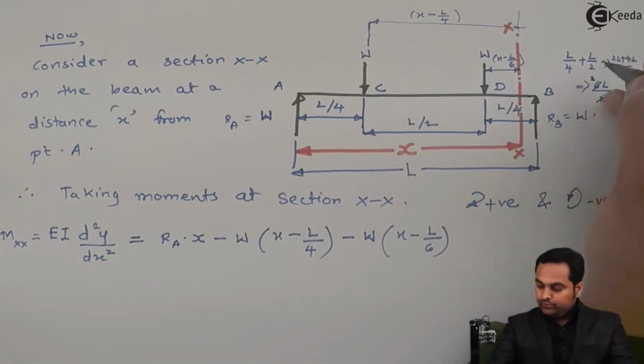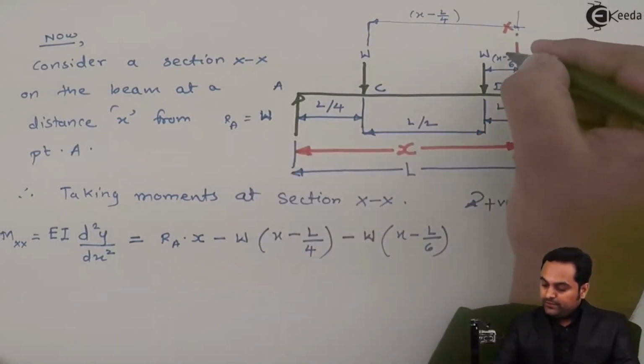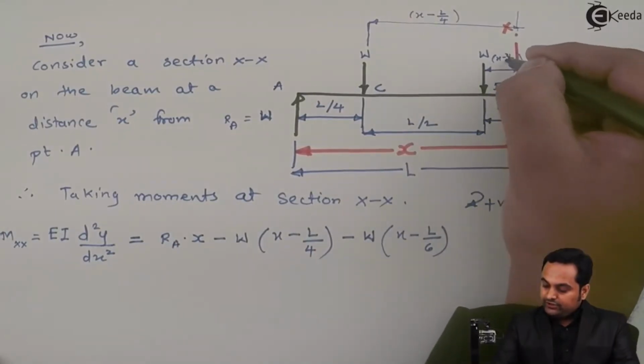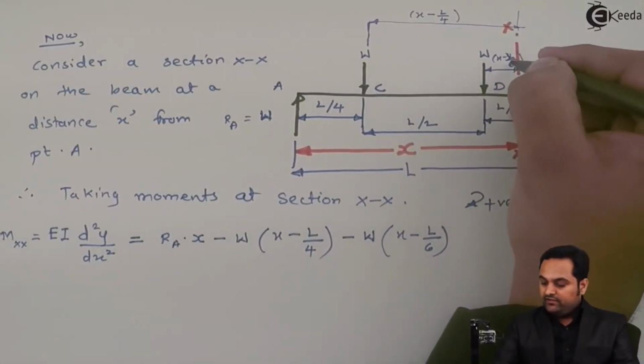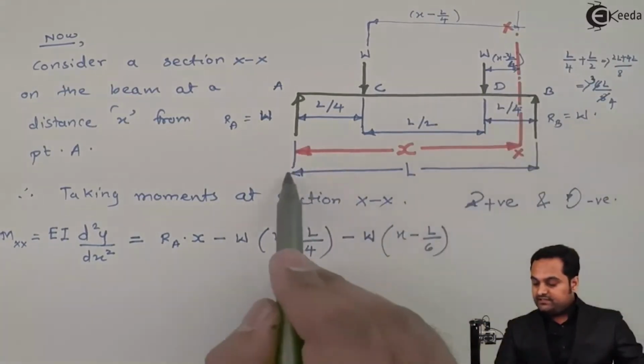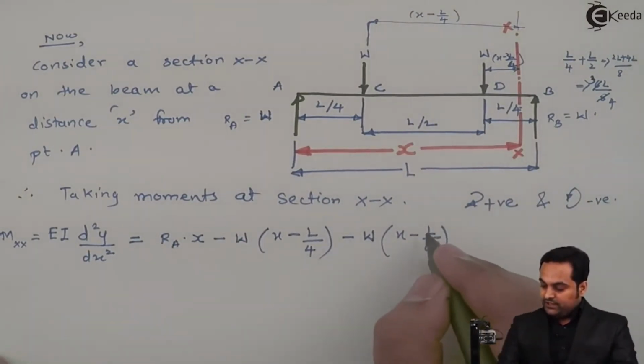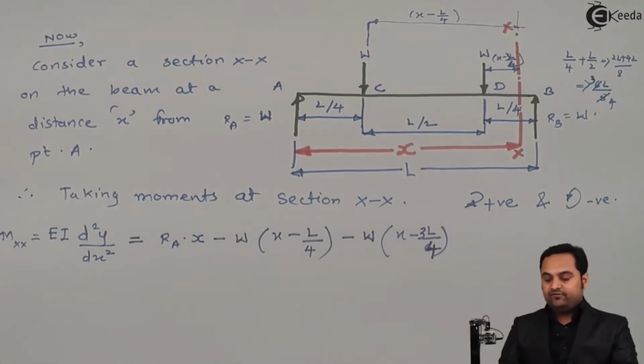Actually it is 3 by 4L. So when I add them, that comes out to be 3L by 4. So instead of L by 6, here we have 3L by 4, this distance. So this is x minus 3L by 4. I have shown how the value comes out. So instead of L by 6, we have minus W into x minus 3L by 4, because this distance is L by 4 plus L by 2, that comes out to be 3L by 4.